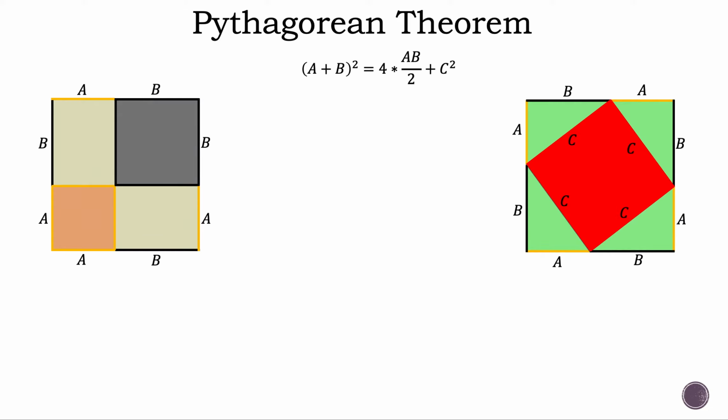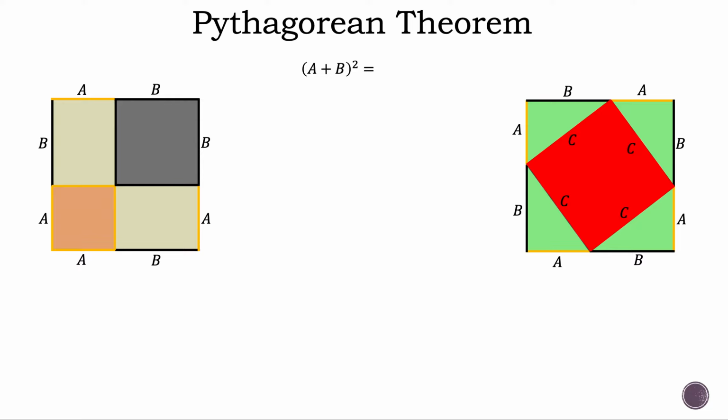If we take a look at the left side of the screen, we have a square that is divided into rectangles and squares, and the area of this square is (a plus b) squared, and that is because we are using the outside numbers, or in this case letters, to find the area, and both the base and the height are a plus b.